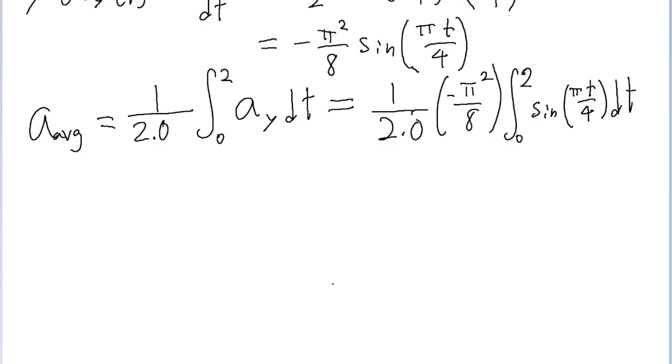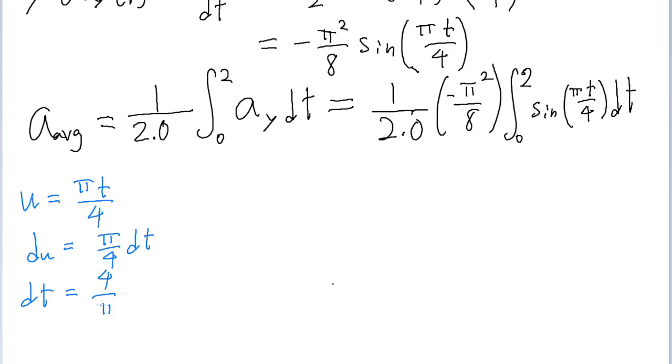And once again, to solve this integral, we're going to use u substitution. So once again, I'm going to set u to be the contents of the sine function. So pi t over 4, which means that du is equal to just pi over 4 dt. And so dt is 4 over pi du. So putting all this into our integral, the 1 over 2, negative pi squared over 8. Here's the integral.